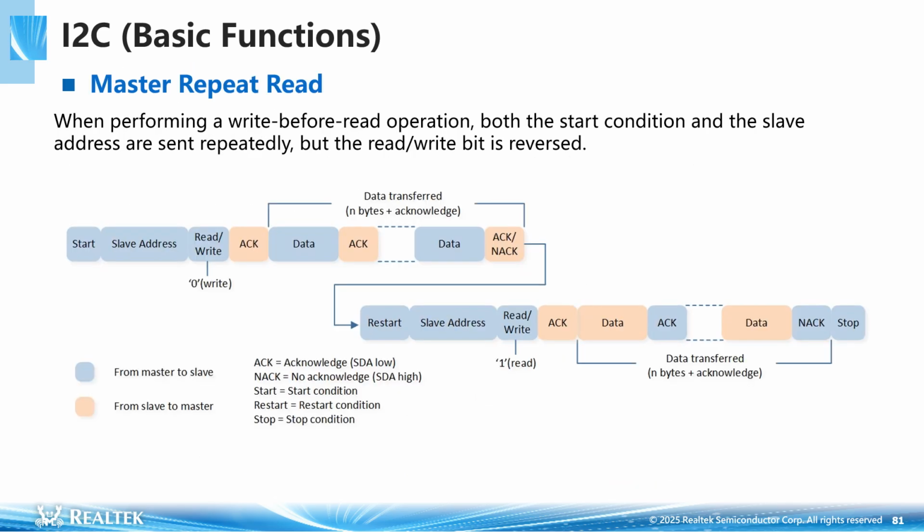The second mode is master repeat read. In this mode, the master device first sends data and then receives data. After the master completes sending data, it continues by sending a restart signal. Then, it starts receiving data.